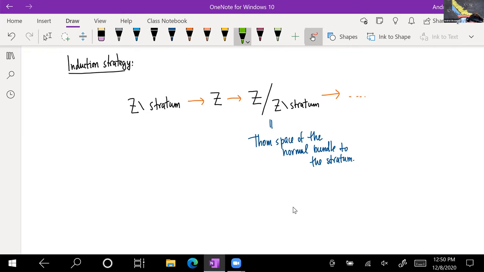The induction strategy was we took, if I take the elliptic, let's write it on elliptic homology. That means you have the elliptic homology of Z, and in principle there's some long exact sequence, so it goes to the elliptic homology of the open part.